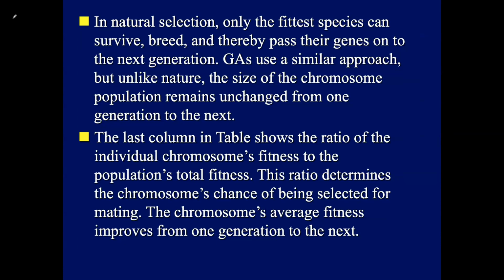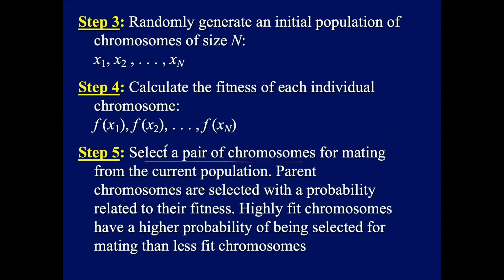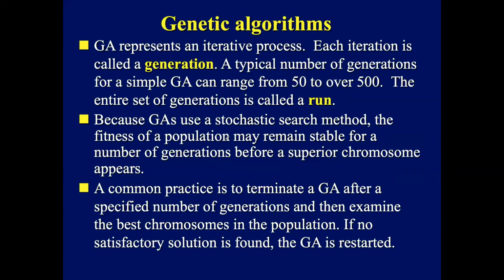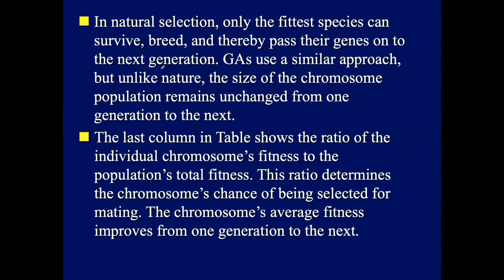Yes, so during mating, now we are going to step number 5. If you remember the process, in step number 5, we select a pair of chromosomes. So in our example, this is what we are going to discuss now. Okay. So in step number 5, if I go back again very fast, we select a pair of chromosomes for mating. So here we are saying that in natural selection, only the fittest species can survive. And because they can survive, they can breed and thereby pass their genes on to the next generation.